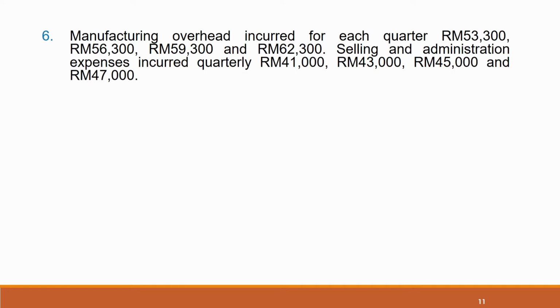Selling and administration expenses incurred quarterly: Rm 41,000, and this one is for the first quarter. The second quarter, Rm 43,000. The third one, Rm 45,000. And the last one, Rm 47,000. And this one we have to record in the cash disbursements.